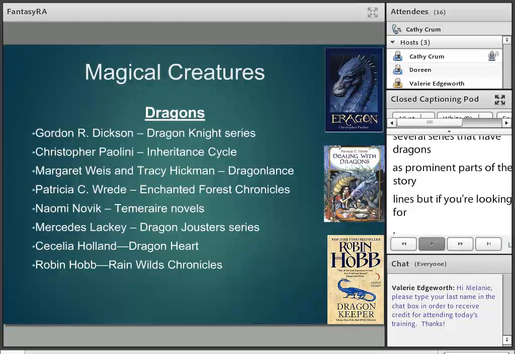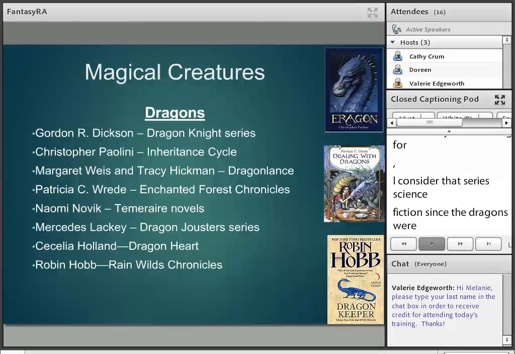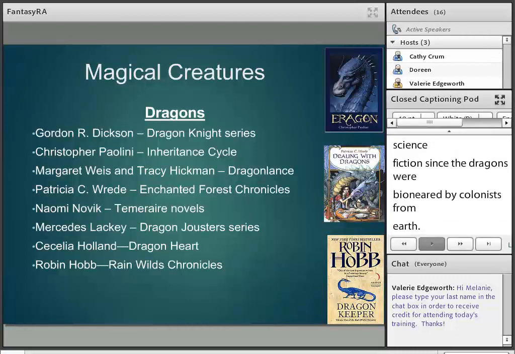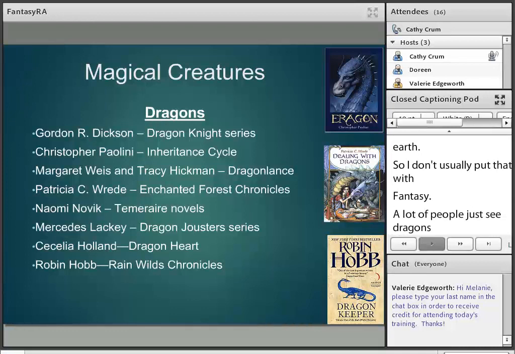I consider that series actually science fiction, since the dragons were bioengineered by colonists from Earth. So I don't usually put that with fantasy. A lot of people just see dragons and they throw it in fantasy.